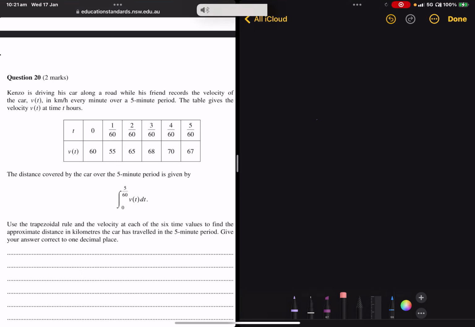Alright, so now we're going to be having a look at question 20. This is question 20 from the 2020 HSC Advanced Maths paper. This is a question about the use of a numerical method.